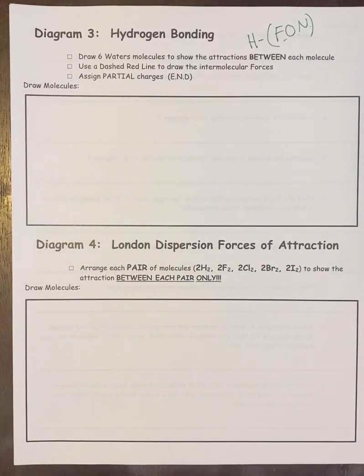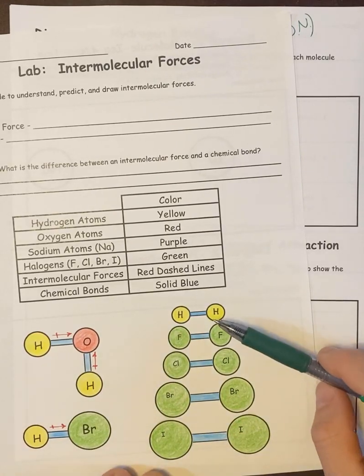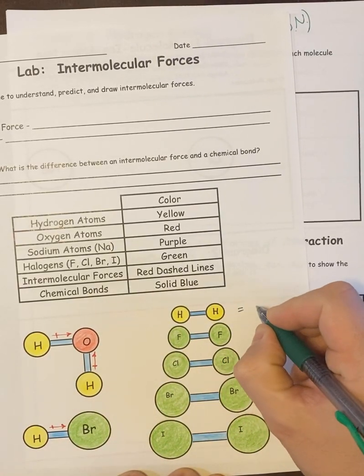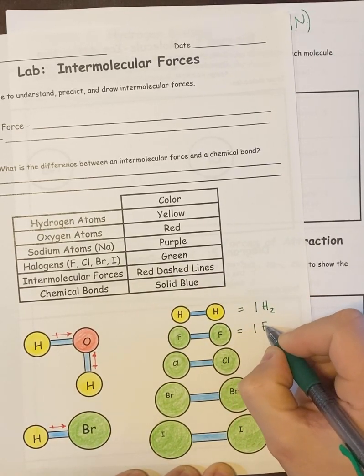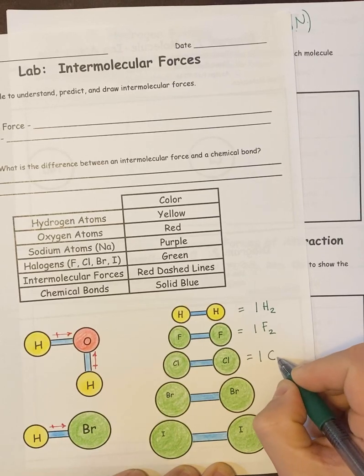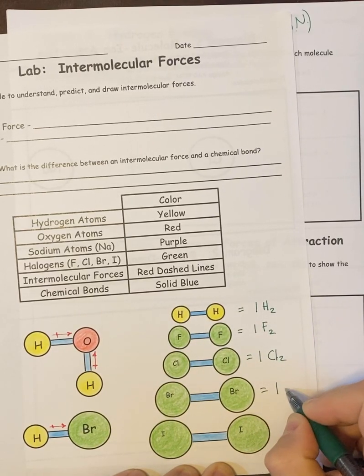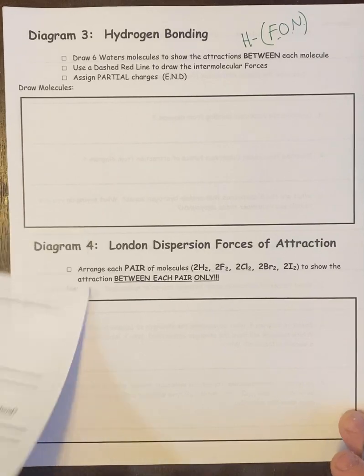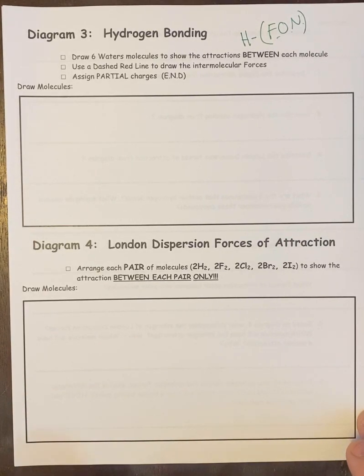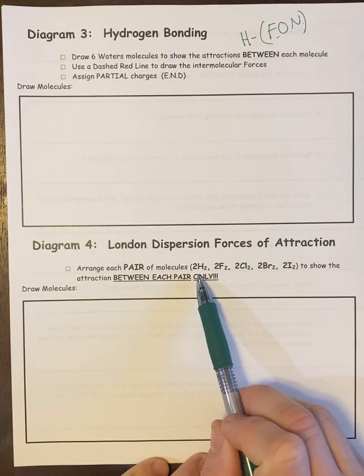And then the last one, London dispersion forces. So this is showing how non-polar molecules attract. So if you remember from the beginning of the lab, I had you draw out one H2 molecule, one F2, one Cl2, and one I2. What you're going to do in diagram 4 is draw 2 of each and show how they attract.